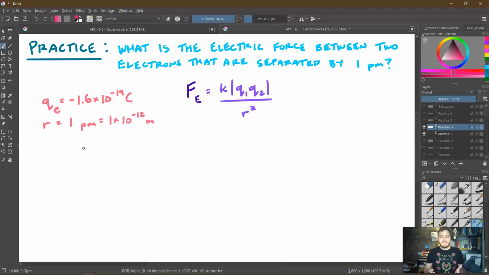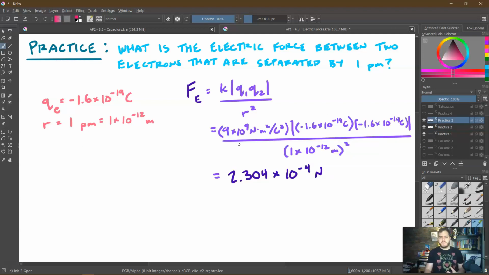And I'm going to use Coulomb's law. Fe is equal to K, the absolute value of Q1 times Q2, over R squared. And we just need to plug in our numbers. We're going to put in 9 times 10 to the 9th newtons times meters squared per coulomb squared, the absolute value of negative 1.6 times 10 to the negative 19 coulombs and negative 1.6 times 10 to the negative 19 coulombs for each electron, and then over 1 times 10 to the negative 12. Notice this is squared. People forget the squared every time. And we get 2.304 times 10 to the negative 4 newtons.